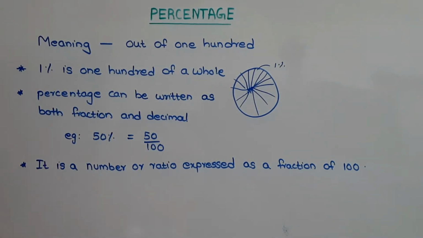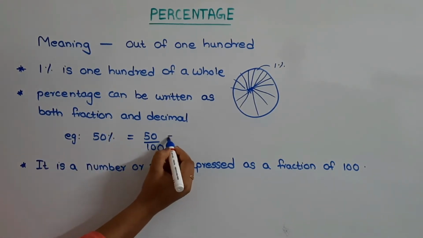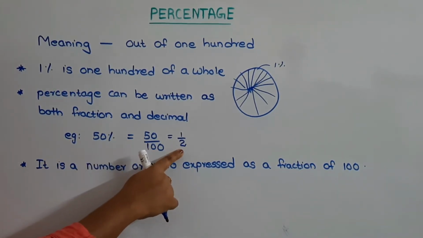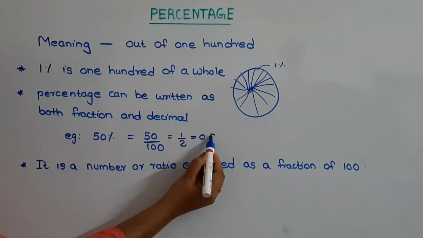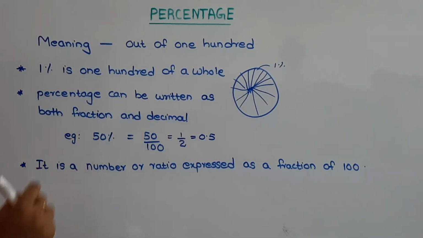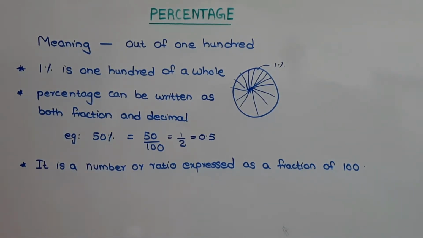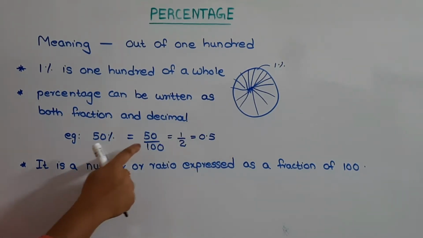Now this percentage can be written as both a fraction and a decimal. For example, 50% can be written as 50 by 100, or we can simplify it as 1 by 2. If we are writing 50% as 1 by 2, then we are writing it as a fraction. We can also write it as 0.5, which is the decimal form of the percentage. So percentage can be written as a fraction as well as a decimal. Percentage is a number or ratio expressed as a fraction of 100.